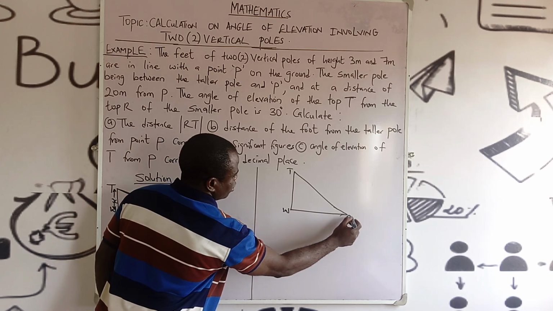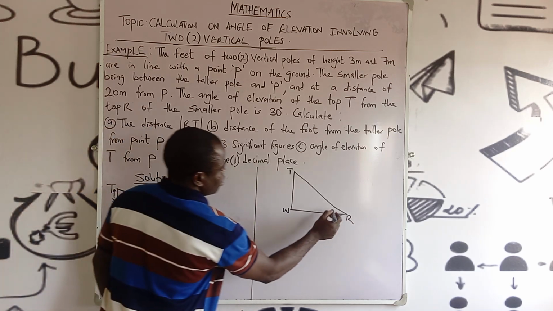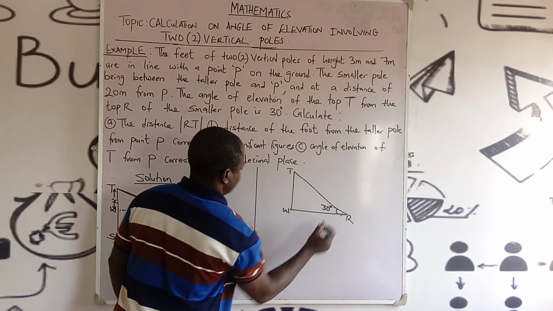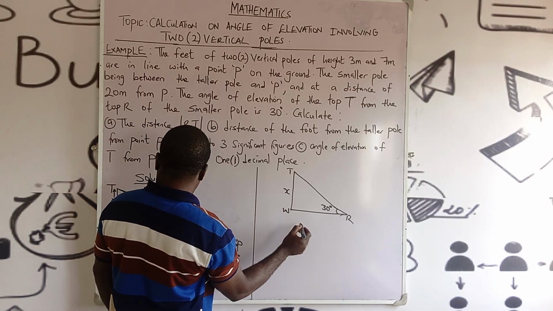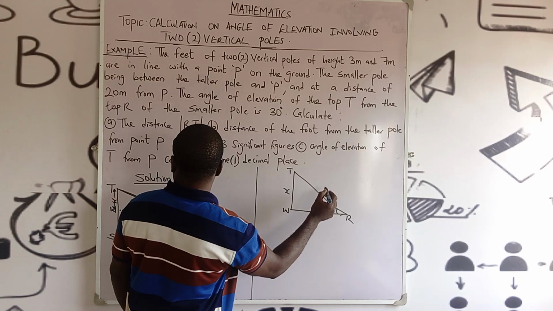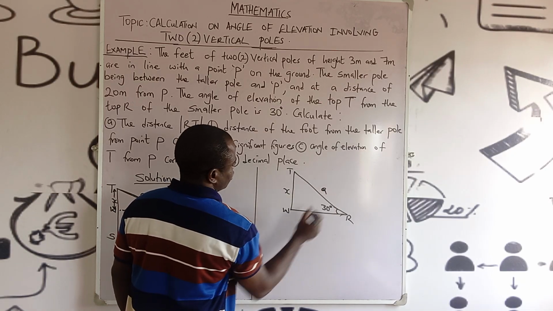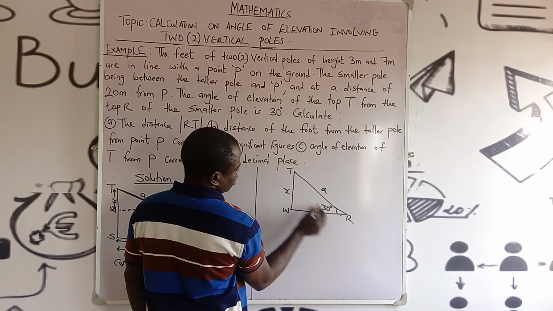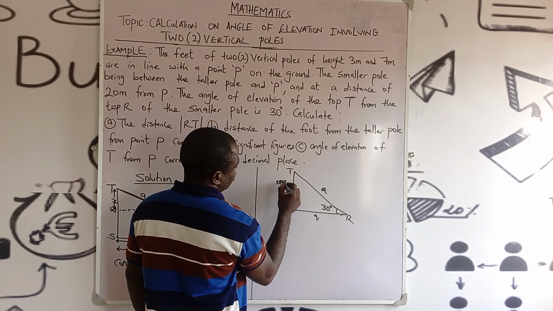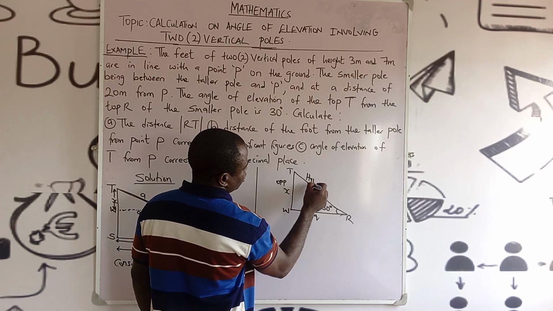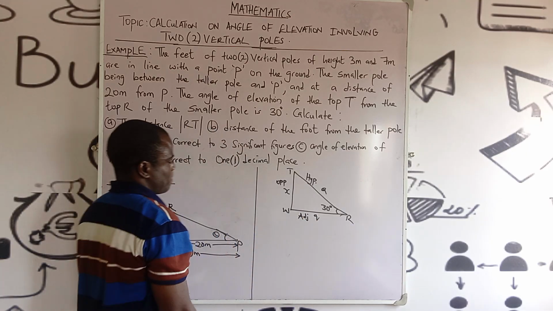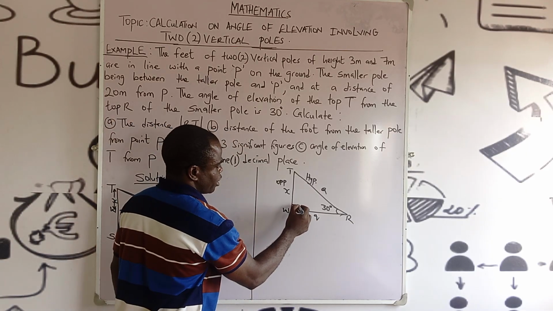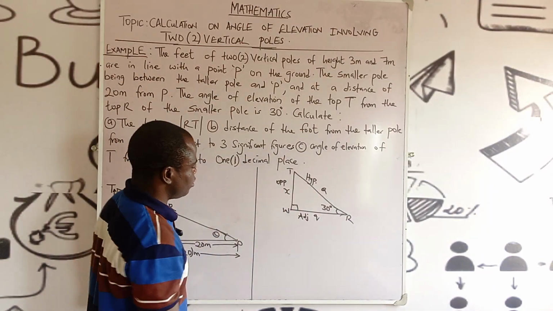TWR, angle 30 degrees. We represent the sides as X, Q, and A. Don't forget, this is the opposite to this angle. This is the hypotenuse, the longest side. This is the adjacent. Okay, it's a right angle triangle.